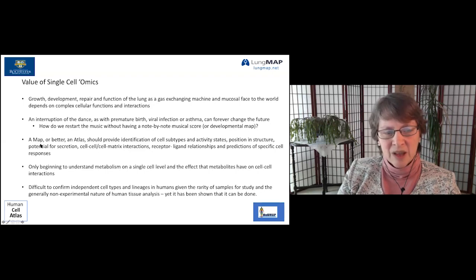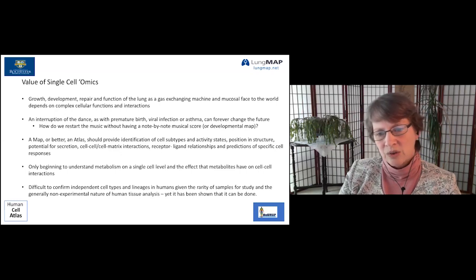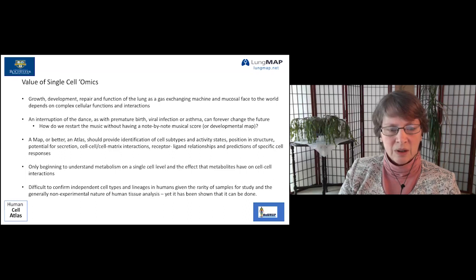I'll just posit that that map or atlas should provide identification of cell subtypes and activity states, the position of those cells, the potential for their structure, their cell-to-cell, cell-to-matrix interactions, the receptor-ligand relationships, and prediction of response to our environment. We're only starting to understand metabolism.